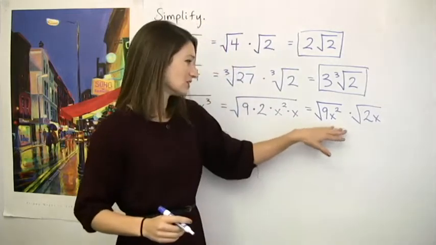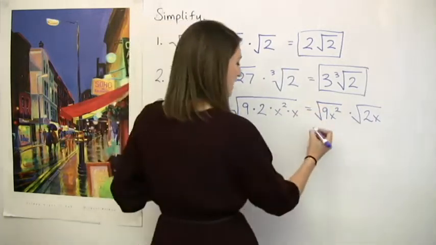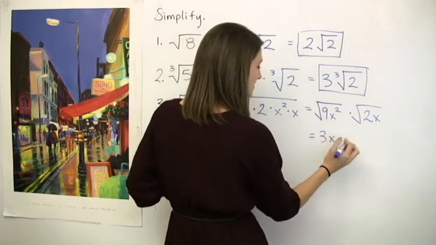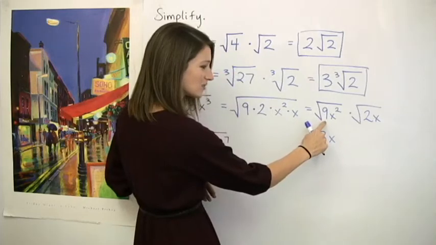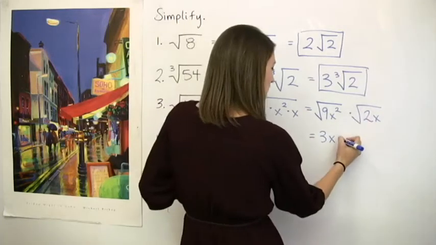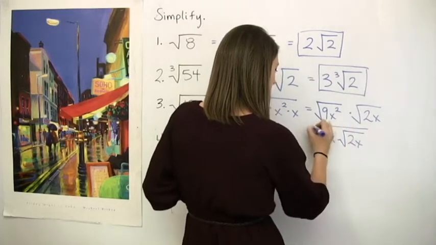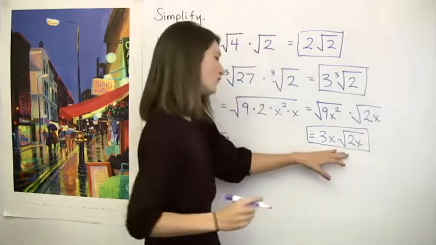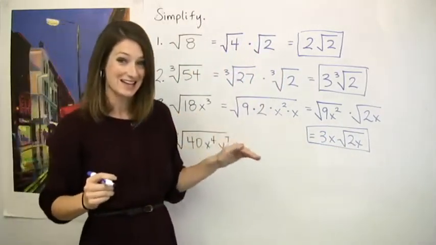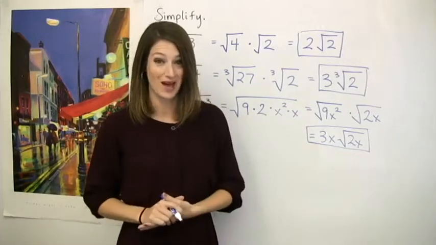And then looking here, we can simplify 9x squared. When we take the square root of that, we can simplify it to 3 and x, because the square root of 9 is 3 and the square root of x squared is x. And then the rest of our expression here is the square root of 2x. So here is our answer for our third problem. When we simplify the square root of 18x to the third, we get 3x times the square root of 2x.